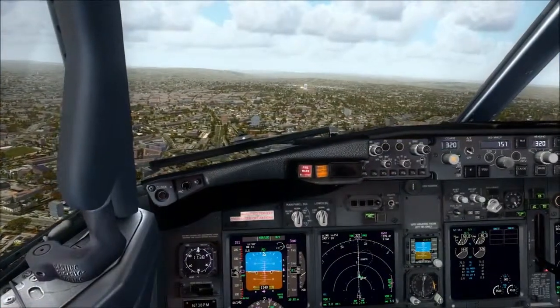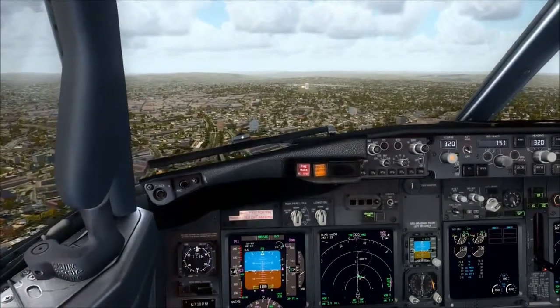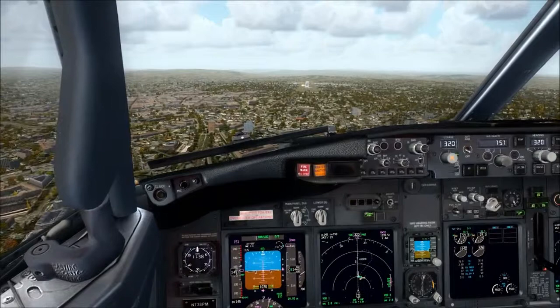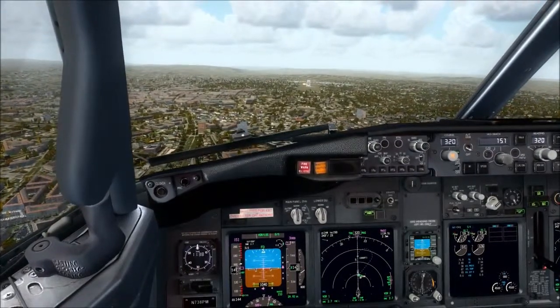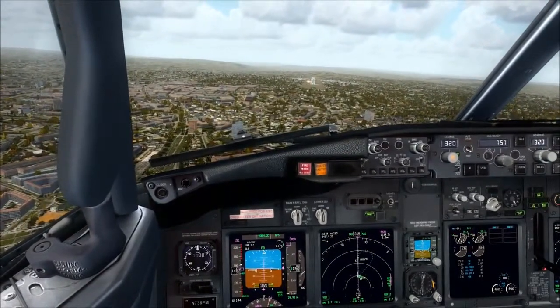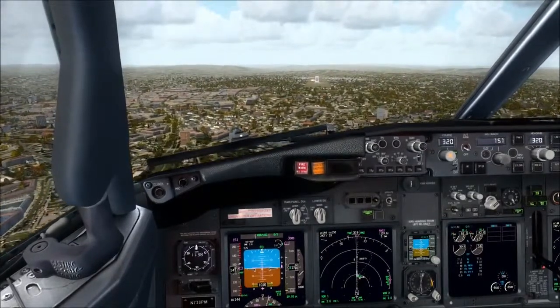The other technique I will show you is the side slip technique. This is the opposite to the crab technique, as you keep the nose on the runway centerline but use roll to compensate for the drift of the wind.